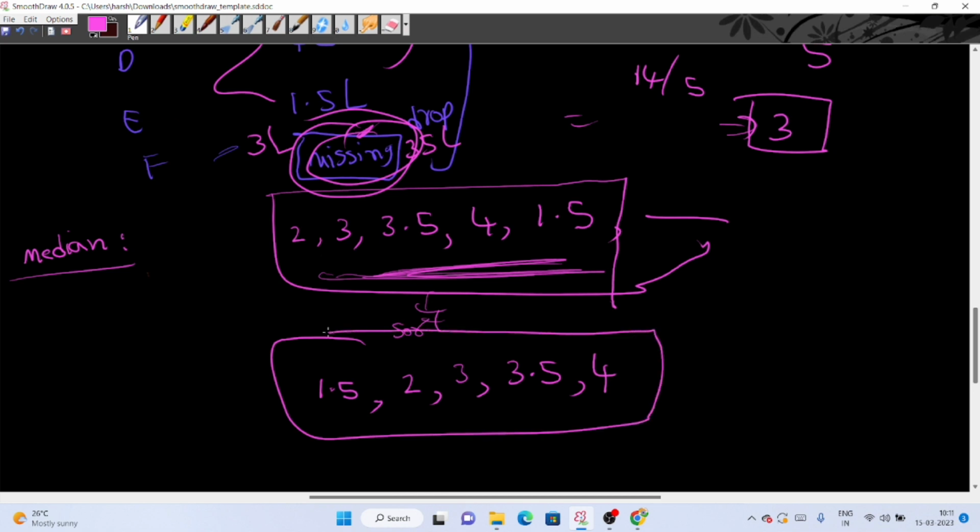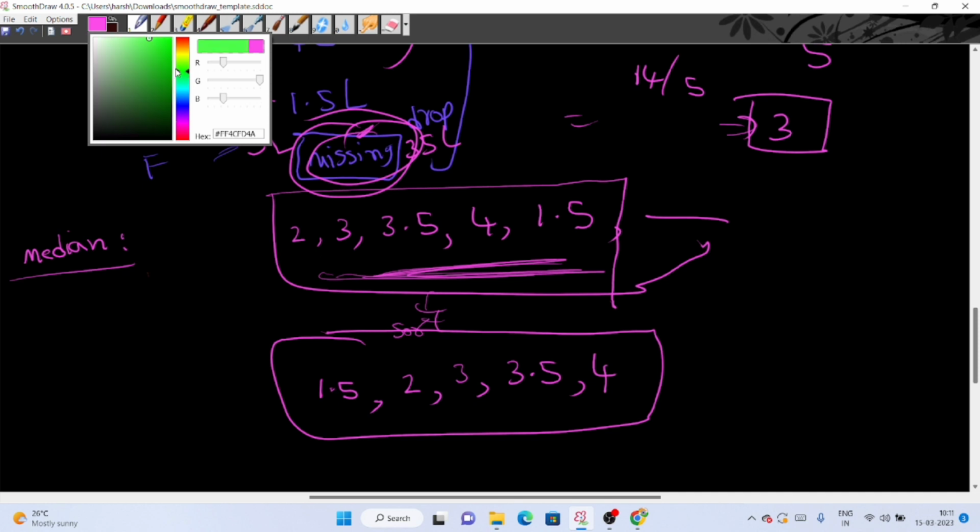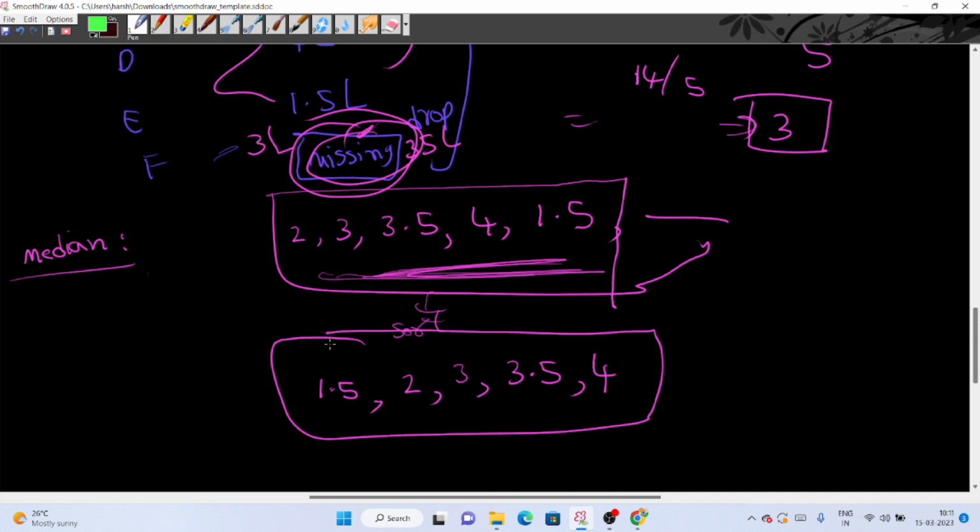After sorting the data, we have to find the central element of the data. Let us give the item numbers: this is the first element, second one, third one, fourth one, and fifth one. Out of these 5 numbers, which is the central one? It is exactly this one, 3. The third element is the central one and that number is 3. So we can fill the missing value with 3.